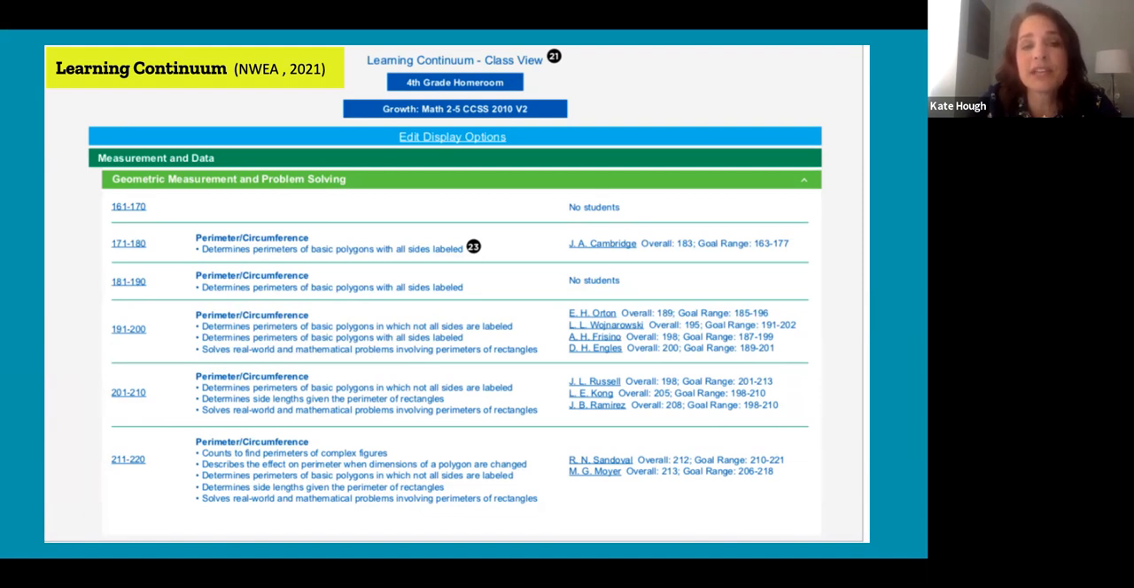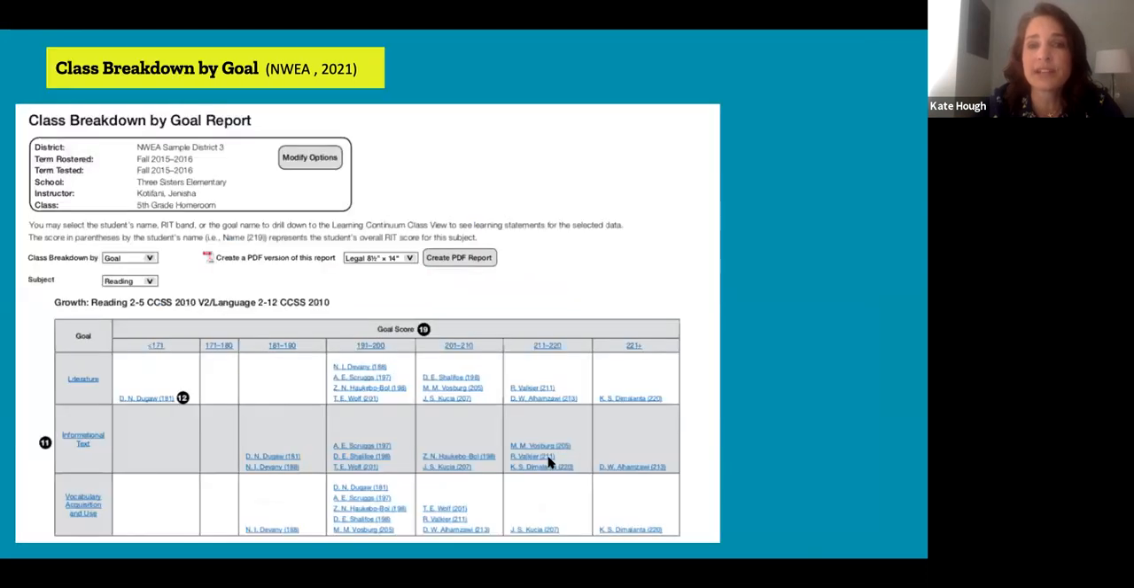And these MAP scores help us to have some assurance that the student has already mastered that skill and they're ready to move on. And not only are they ready to move on, but it highlights exactly what skills they would need from a standards-driven approach next.